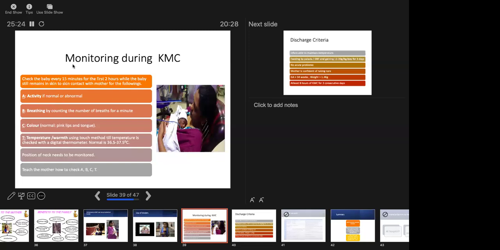And it is very important you teach all this, A, B, C, T, to the mother: the activity, breathing, color, and temperature.